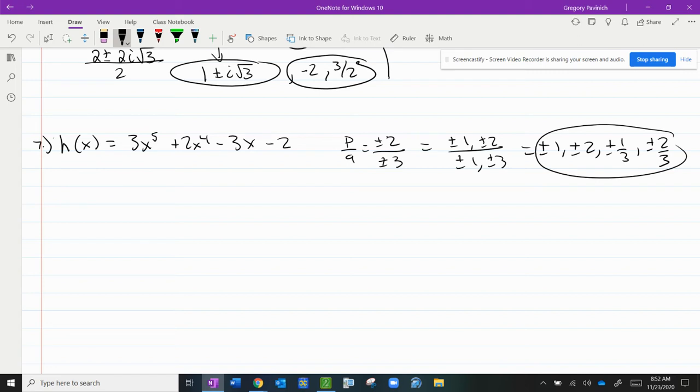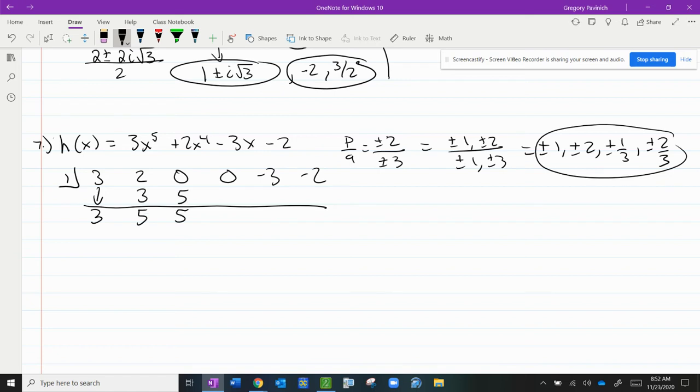So if I'm going to synthetically divide on number 7, I'm going to use 1. So this is a fifth, a fourth, a third, a second, a linear, and a constant. Don't forget your zeros when you're missing. Lots of 5s. And I get my remainder 0. Yay, but now I'm only down to a 4th term.